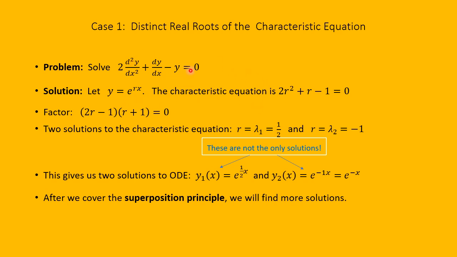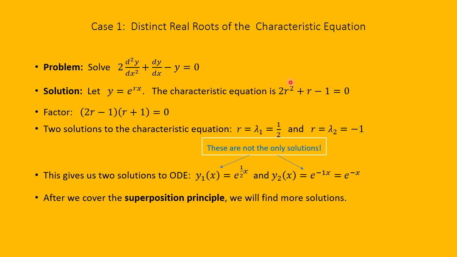Then the characteristic equation of this differential equation is 2r squared plus r minus 1 equals 0. The 2 times the second derivative of y results in the 2r squared here. 1 times the derivative of y gives us plus 1 times r in the characteristic equation, and minus 1 times y gives us a minus 1 here, and then we have equals 0 on the other side. Going from this constant coefficient differential equation to the characteristic equation was pretty easy.